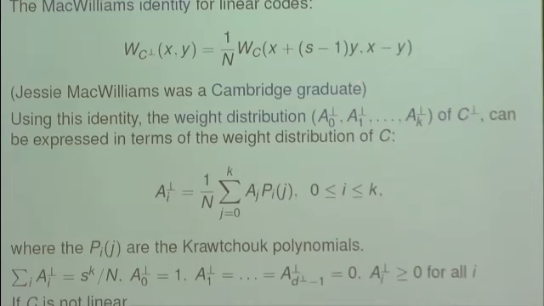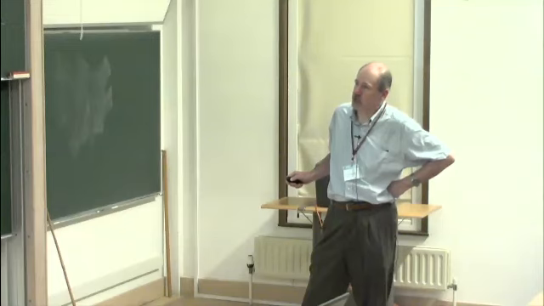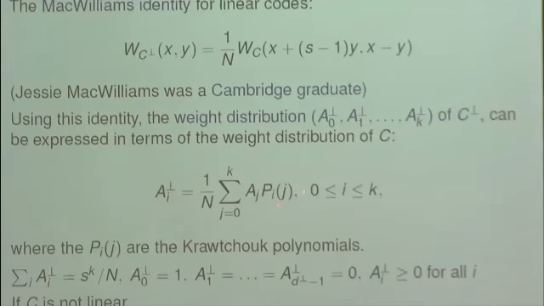And you can actually do that explicitly in this way. So A_i perp turns out to be equal to this function of the A_j's, and it's related to Krawtchouk polynomials, and it doesn't really matter for this talk what those are, but the only thing that matters is you can express these A_i perps in terms of the A_j's. Now this is true for linear code.